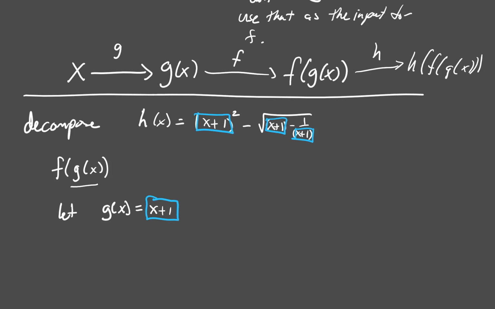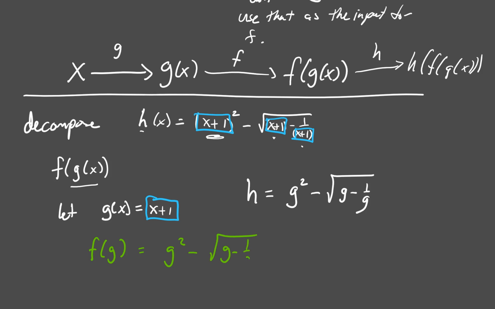Okay, so we're going to rewrite h. We're going to write h equals g squared minus the square root of g minus 1 over g, right? Because that's what h does. It takes this g stuff, it squares it, it subtracts the square root of g, minus that 1 over g again. Okay, and so that's going to be my outside function. My outside function, f of g, is going to be g squared minus the square root of g minus 1 over g.